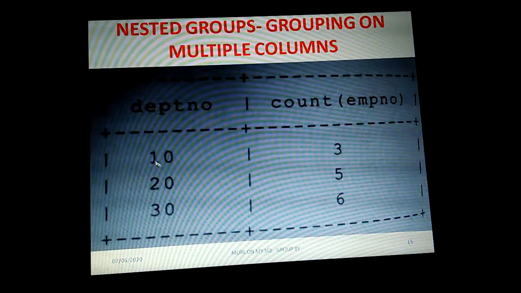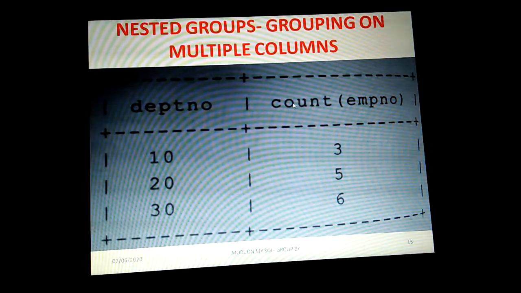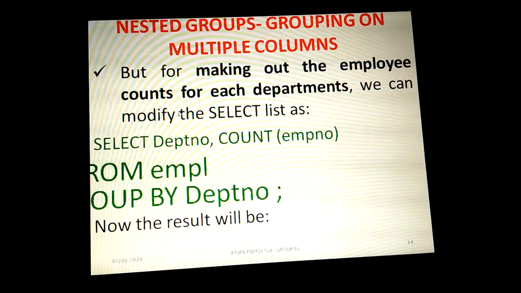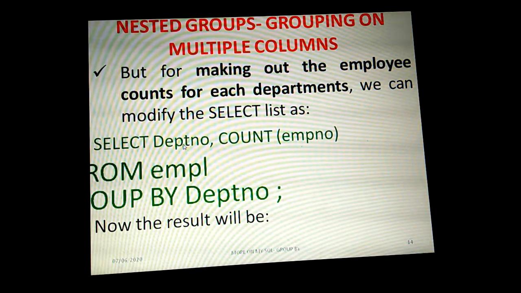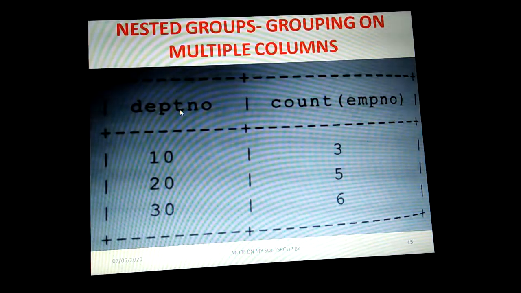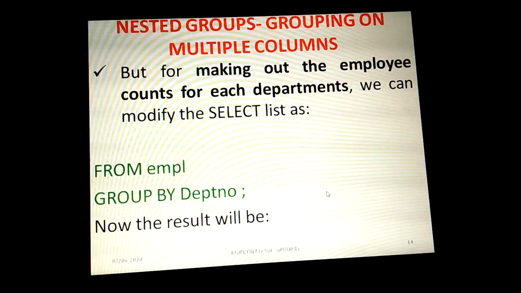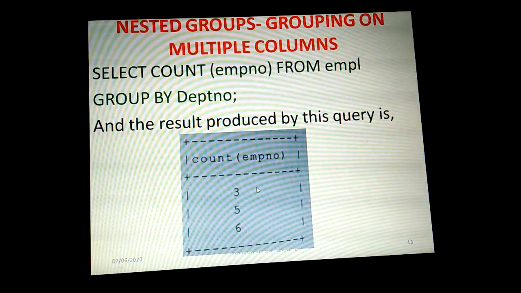Now the result will be different. In the previous case we saw the output only for this one field: count of employee number 3, 5, 6 alone. Now one more field is added here because of the select list. We have added the department number as the first field, so that is also going to be displayed here. For department number 10 we have 3, 20 we have 5, and 30 we have 6. In the previous case we didn't mention the department number, which is why it is not displayed in the output table.